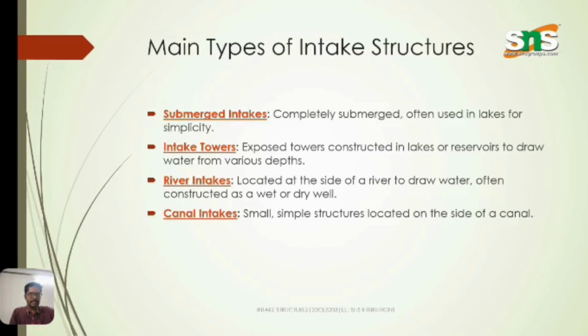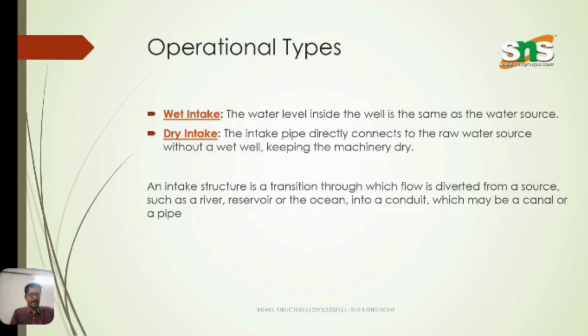Main types of intake structures: submerged intakes, intake towers, river intakes, and canal intakes. Submerged intakes are completely submerged, often used in lakes for simplicity. Intake towers are exposed towers constructed in lakes or reservoirs to draw water from various depths. River intakes are located at the side of the river to draw water, often constructed as a wet or dry well. Canal intakes are small, simple structures located at the side of the canal.